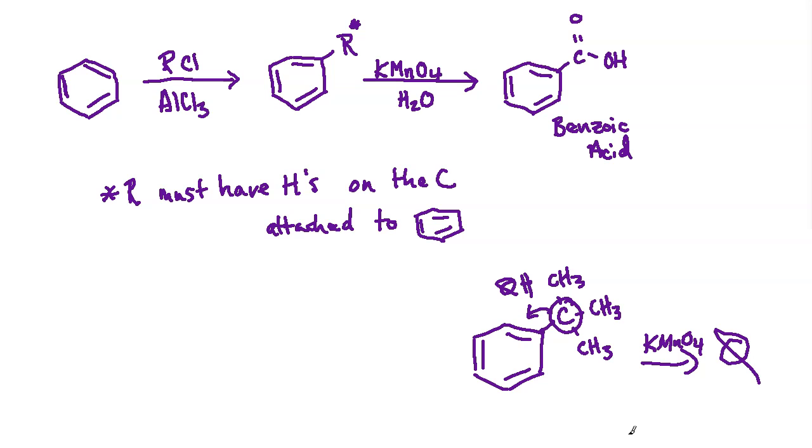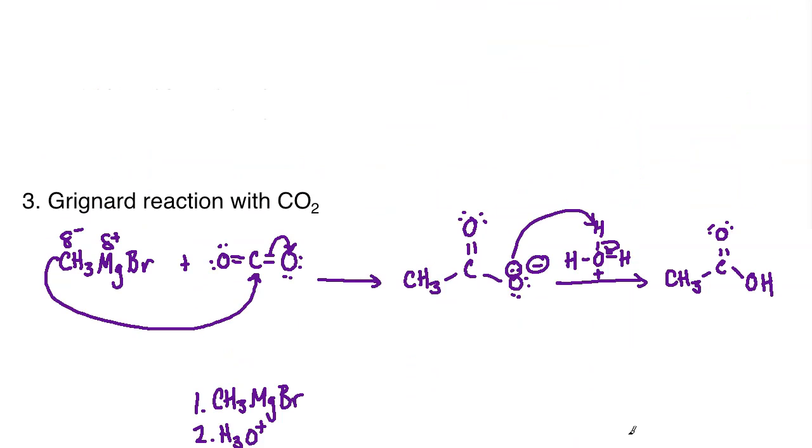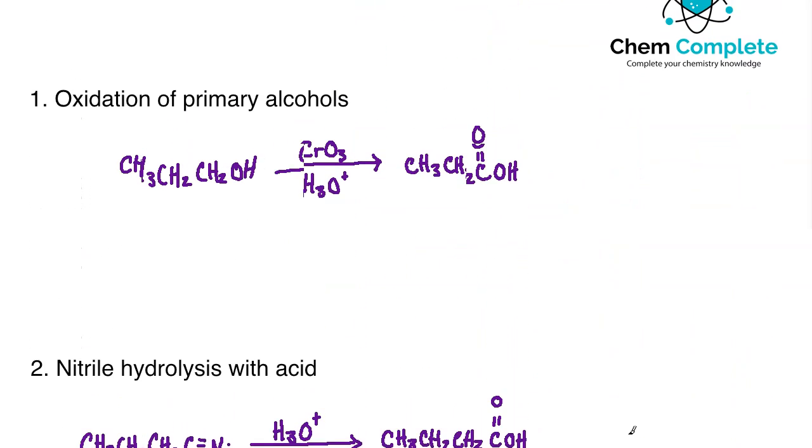Okay, so those are 4 different ways that you can synthesize carboxylic acids using a variety of different reagents.